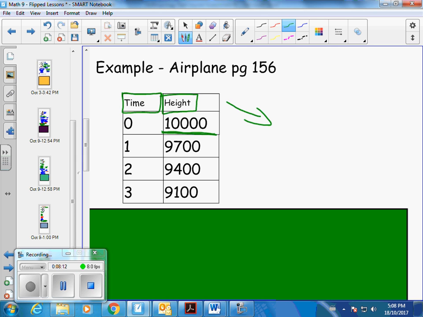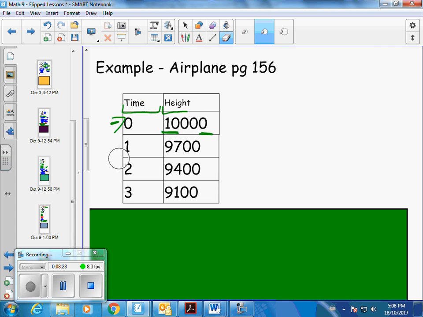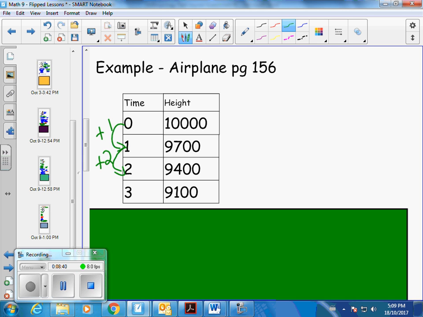Okay? So what they want us to do is find a way to come up with a mathematical expression that shows the relationship between time and height. Okay? So we're going to do this the exact same way that we did the last one. I'm going to look at what's happening to my time. So if I go from this one to this one, how much do I go up? Plus 1. From here to here, plus 2. Here to here, plus 3.